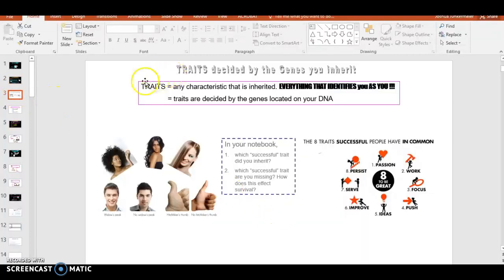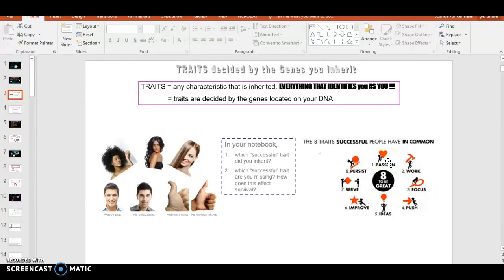Slide 3 has the definition for traits, so we need to copy that down in our notebook. It's an important definition. And then we need to complete the tasks on the page. It says number 1, which successful trait did you inherit? So you look at the 1 through 8 traits here, and you have to decide which one of these personality traits did I inherit that makes me successful. So you just choose one.